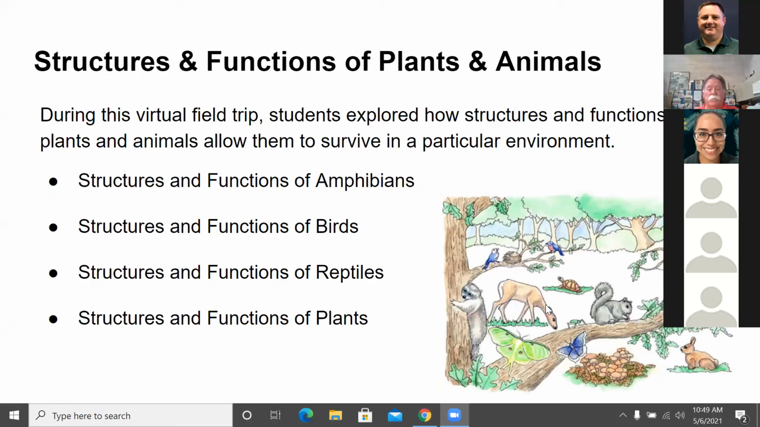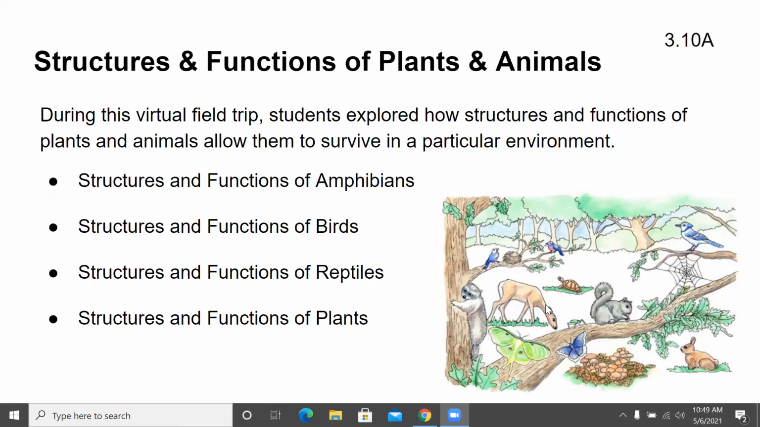During this virtual field trip, students explored how structures and functions of plants and animals allow them to survive in a particular environment. It was a 4-part session, structures and functions of amphibians, birds, reptiles, and plants.